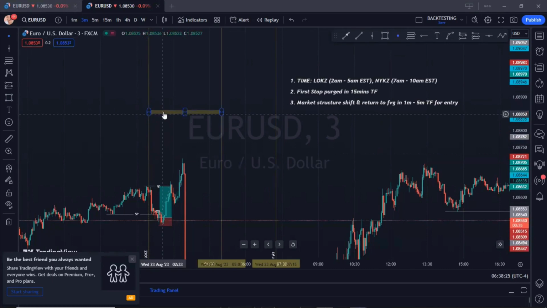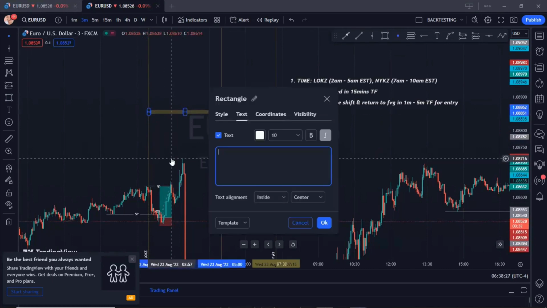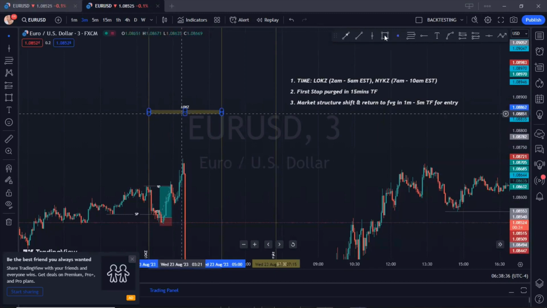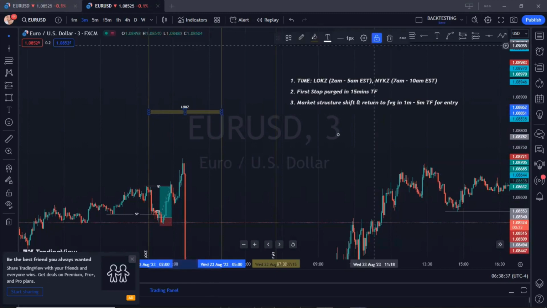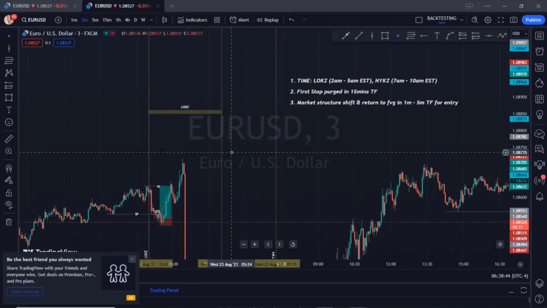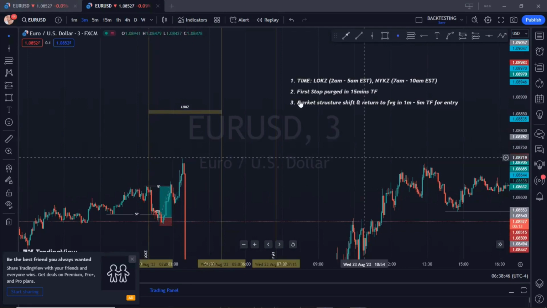Okay, let me write London Kill Zone. So you put it at the top. This is what you'll be looking out for in the first section, which is the London Kill Zone section. Now for New York Kill Zone, let's assume that you didn't find any setup in the London Kill Zone. You can also wait for New York Kill Zone so that you will engage.